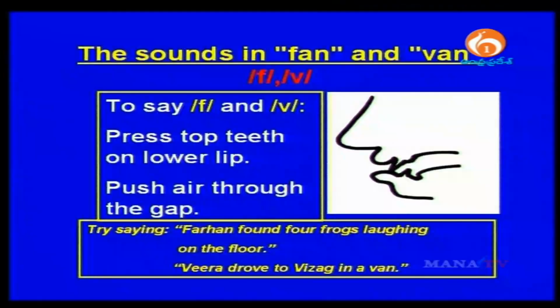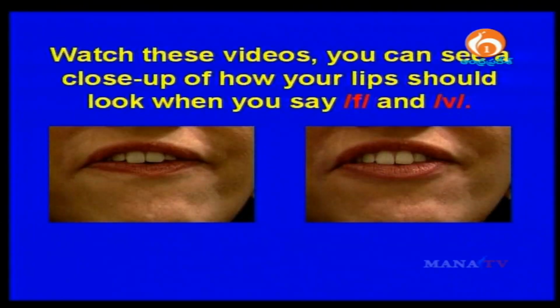Similarly, if we have to get the B sound, Veera drove to Vizag in a van. Here you go. Take a close look at these 2 clippings you have. It gives you a close-up shot of how your lips should look when you say f and v. You can clearly see the upper front teeth getting onto the lower lip, and the lips are in a spread position and not in a rounded position. Remember that when you say these sounds.